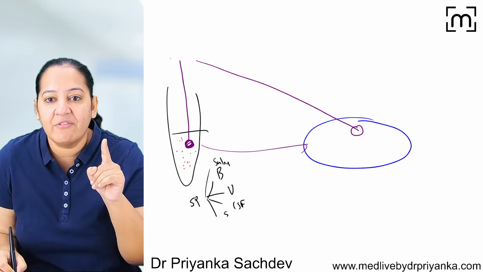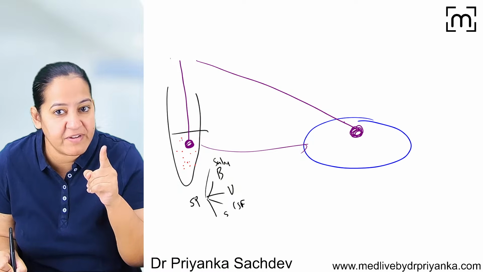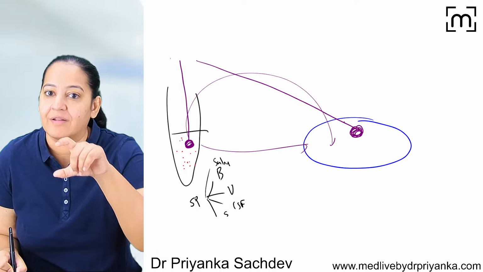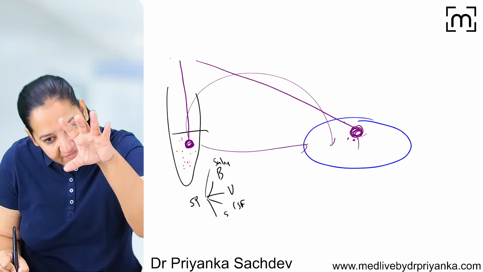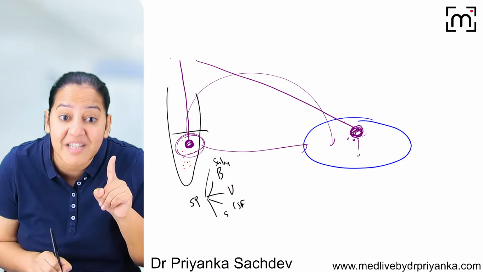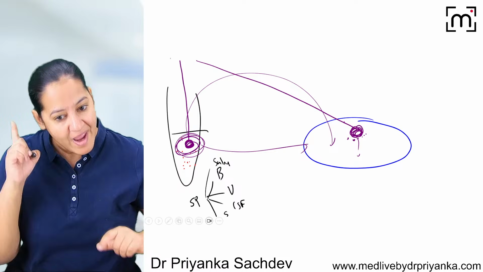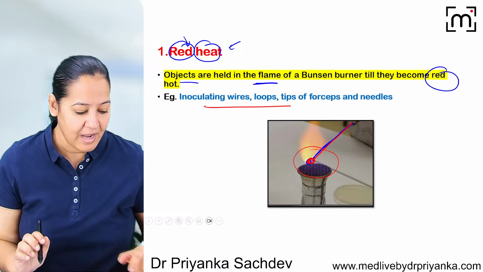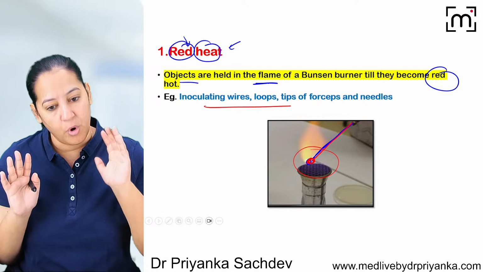But imagine if the tip is not sterilized, if it is already contaminated. Then instead of transferring the specimen's bacteria, the bacteria present on its surface will get inoculated. So before doing the inoculation, we have to sterilize the tip of the inoculation loop, and that we do with this Bunsen flame, with the red heat method. I hope everyone got it. Say yes.